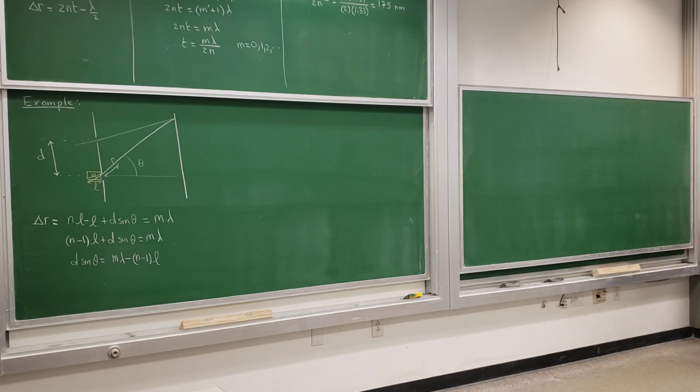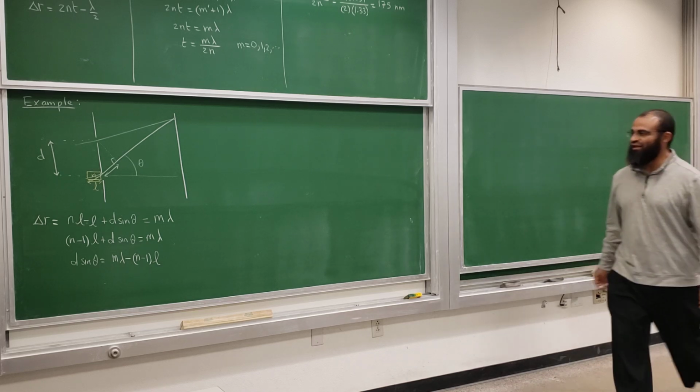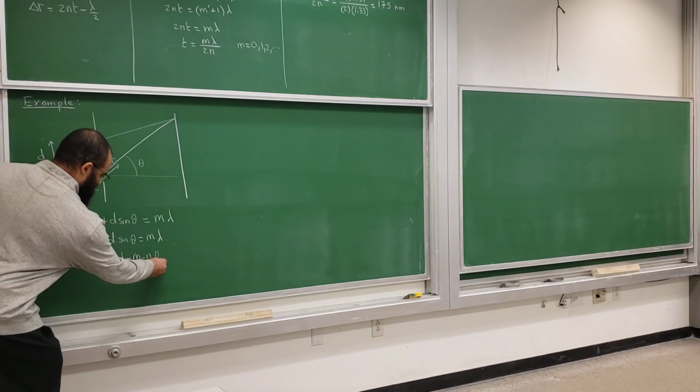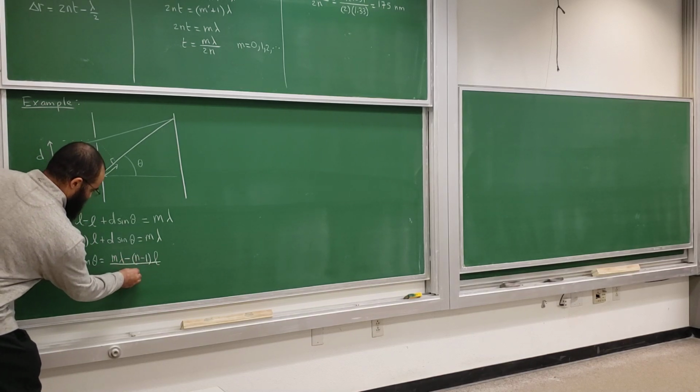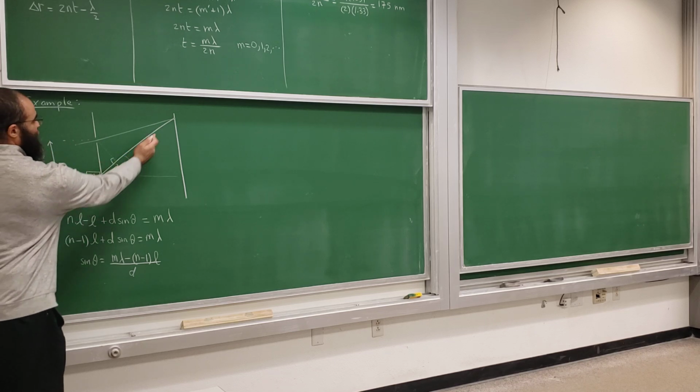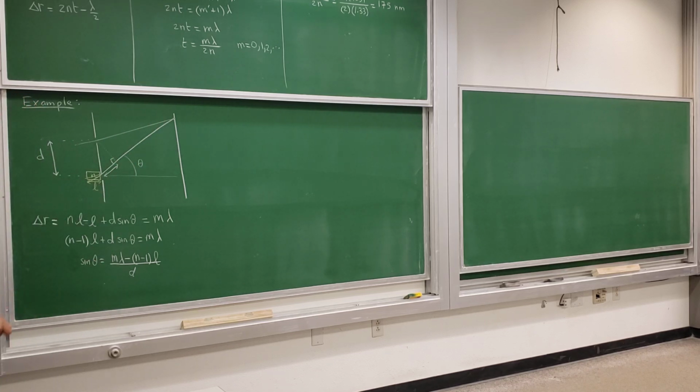Yeah, so that's for this one. You're trying to find the distance? I'm trying to find at what angles I have constructive interference. Got it. So if I divide both sides by d, it will give me the angle, right? Let's divide both sides by d. So this tells me at what angles I will find constructive interference.